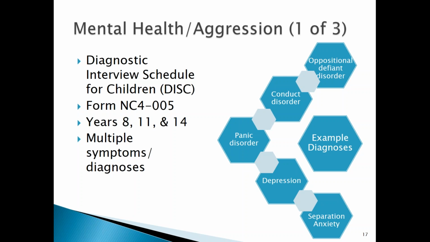Then there are several measures on what I was calling mental health or regression. One in particular that I wanted to point out was the Diagnostic Interview Schedule for Children, or DISC. This is Form NC 4005. It is available at years 3, 8, 11, and 14. The nice thing about this assessment is that it includes a number of symptoms or diagnoses, mental health related ones. I've just given you a few examples here: things like oppositional defiant disorder, conduct disorder, panic disorder, depression, and anxiety, but there are many more in the DISC.